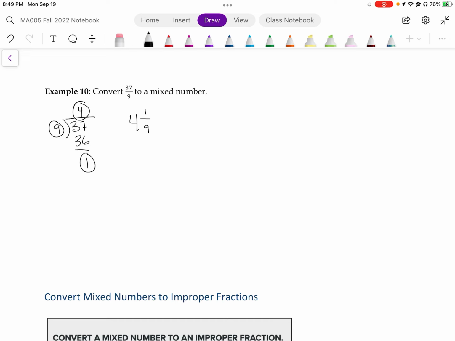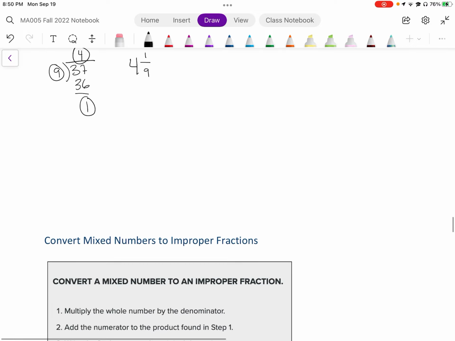All right, so another way to do it is just think through it. How many times does 9 go into 37? Whole times, 4 times. So you want to write that down. Well, then what's left over? 4 times 9 is 36. And we need to get to 37, and that's where the 1 comes from.